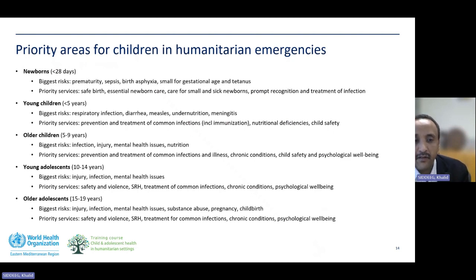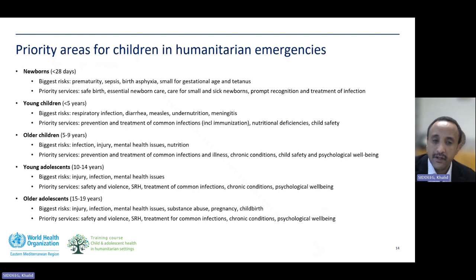So we need to have a full range of services in place. For older adolescents, 15 to 19, injury continues, and injury actually has increased to be a burden more and more. But mental health issues and substance abuse are essential areas to address. While for girls 15 to 19 years, pregnancy, childbirth, and sexual and reproductive health issues in general are also coming higher and higher on our priority list.